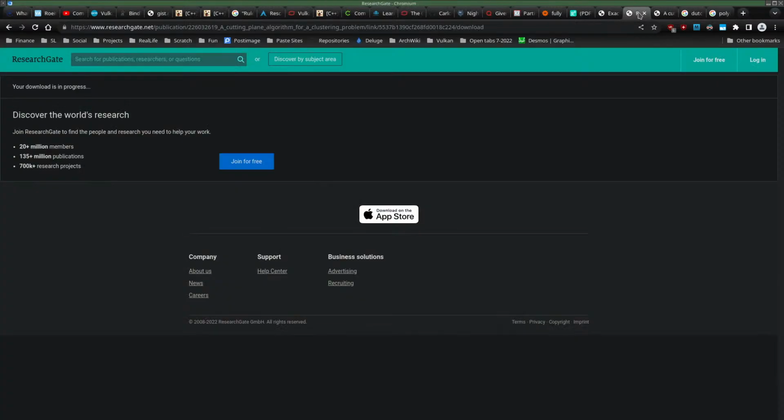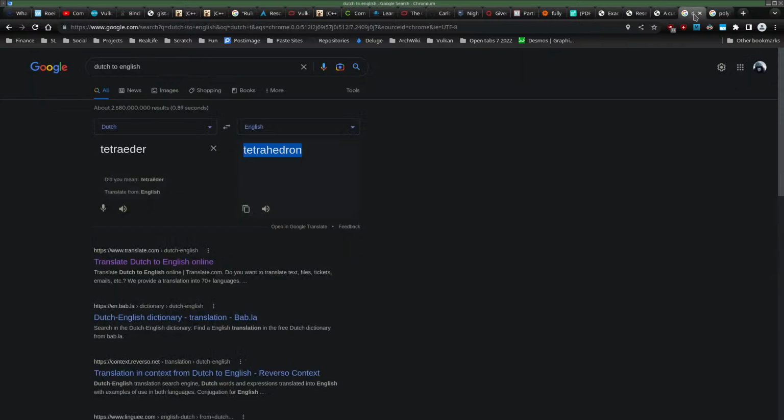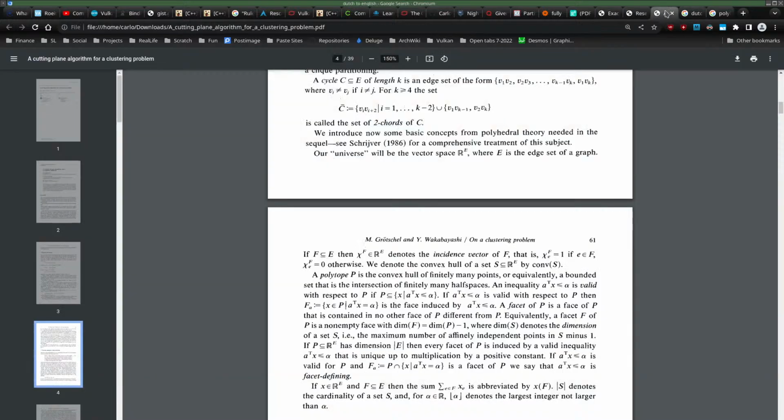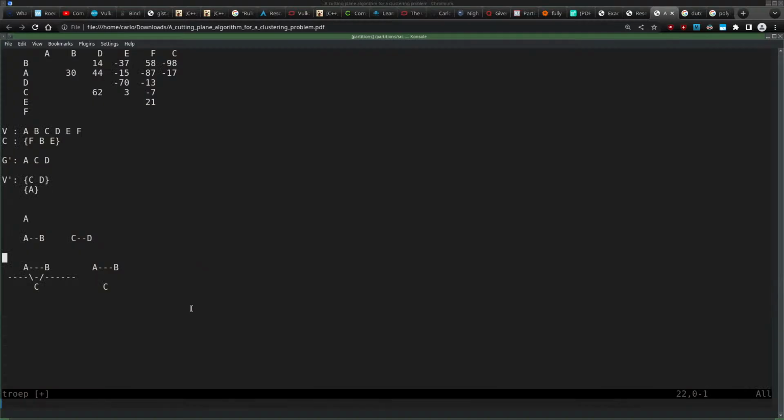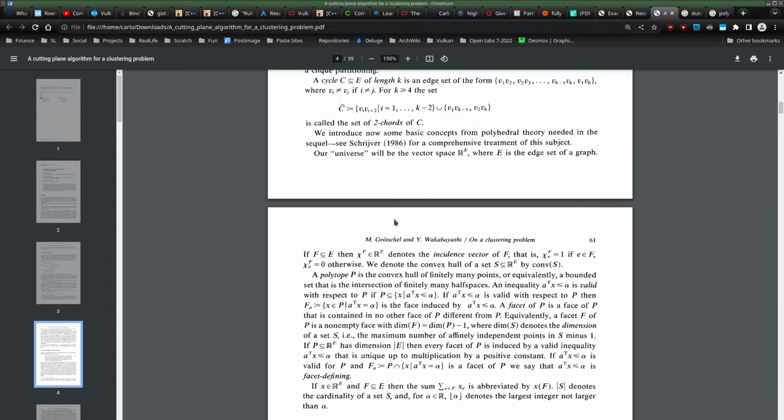I believe that I've got it again. Yeah, tetrahedron. But apparently, I mean, a tetrahedron has 6 edges. Apparently they won't immediately put that thing in a 6-dimensional space. I guess it doesn't really matter. Let's continue reading.